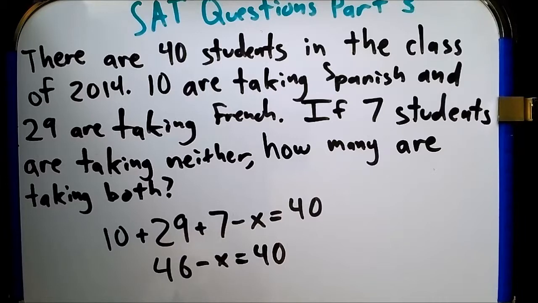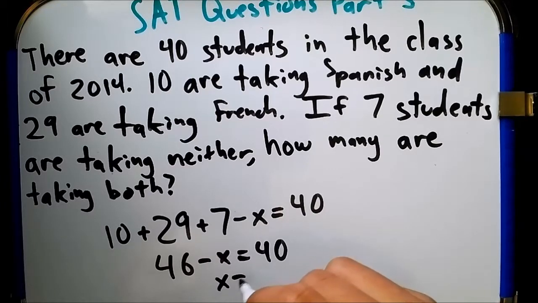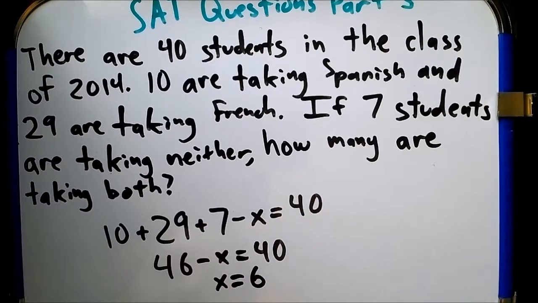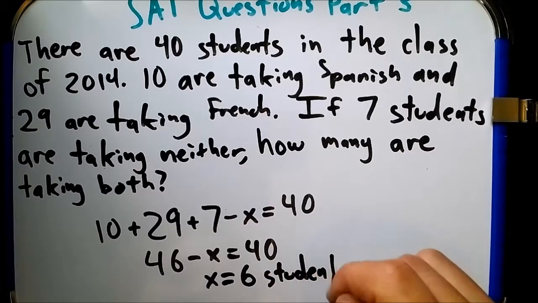Well, we can see that 46 minus 6 should give us 40. So x is equal to 6 students. So there are 6 students doubling up.